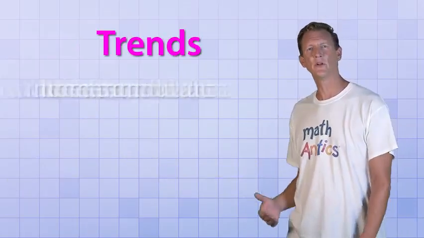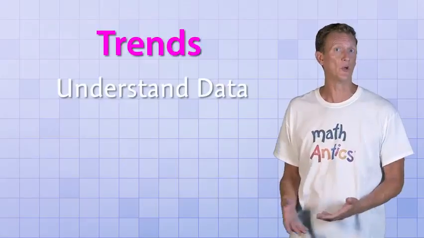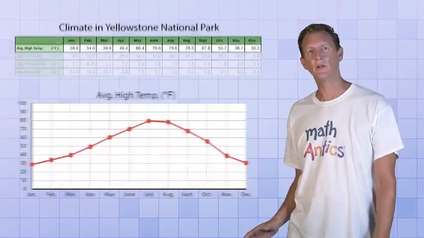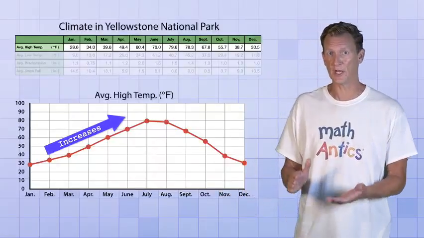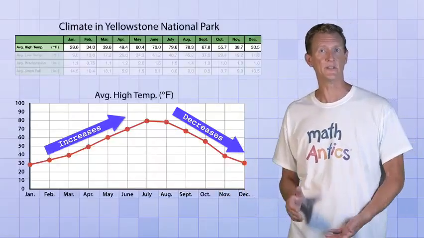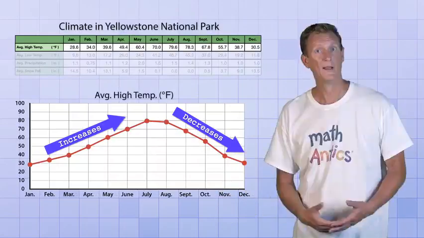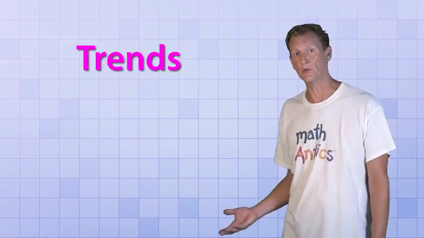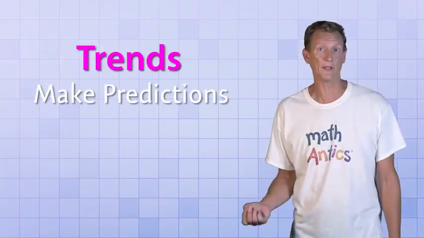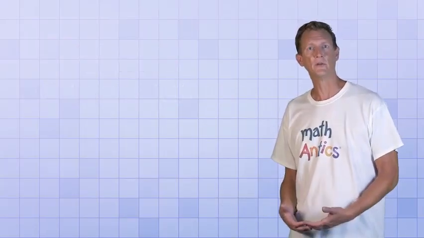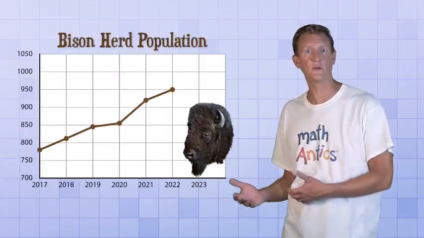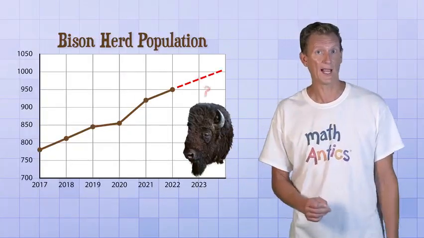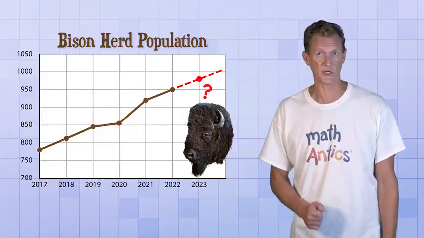First, trends can help you understand data on a higher or more general level. For example, the trend in this Yellowstone data is that the temperature increases from January to July and then decreases from August to December. And second, trends can sometimes help you make predictions about what might happen in the future. For example, if you have a line graph showing how the population of a bison herd was changing over time, it might help you predict how many bison you'd expect to see the next year.